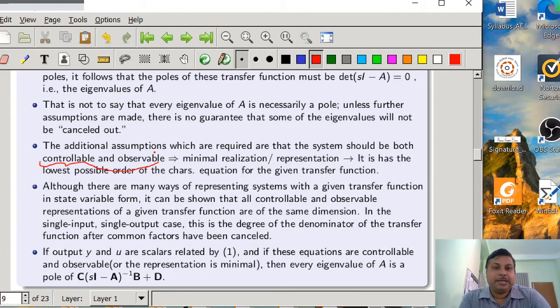We will discuss this issue when we come to the controllability and observability properties of a state space realization. Equivalently, being both controllable and observable means the system realization or representation is minimal, and vice versa. If a representation is minimal, it has the lowest possible order of the characteristic equation for a given transfer function. We will verify this fact in today's lecture.